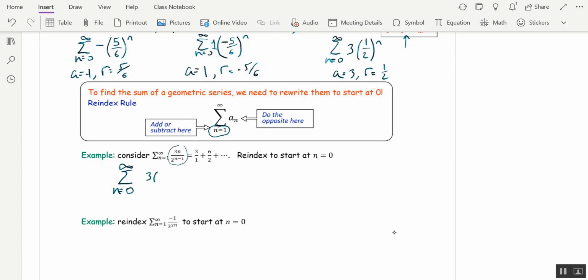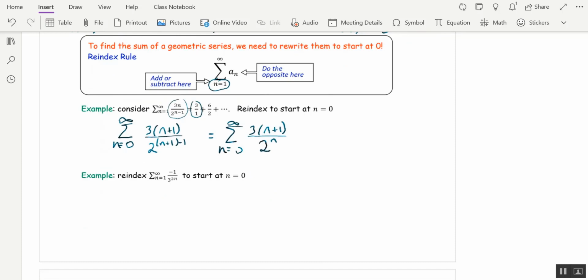So 3n plus 1 over 2 to the n plus 1 minus 1. Now I can just do some cleanup. That's the sum from n equals 0 to infinity of 3 times n plus 1, yes, you could distribute the 3, but I'm not going to, over 2 to the n. So it's the same sum, I've just rewritten it.